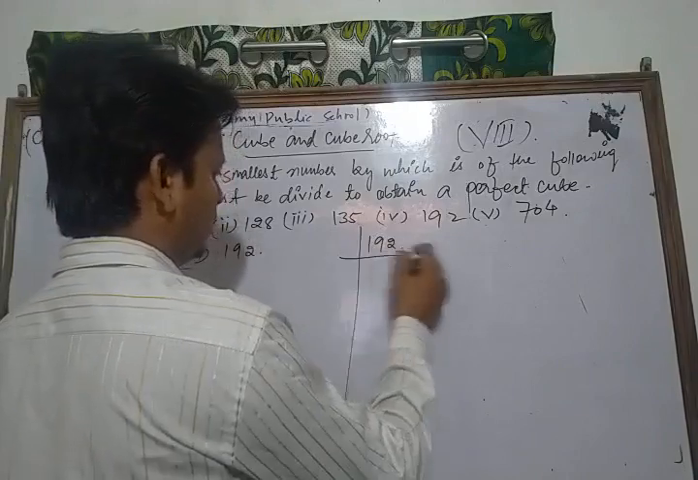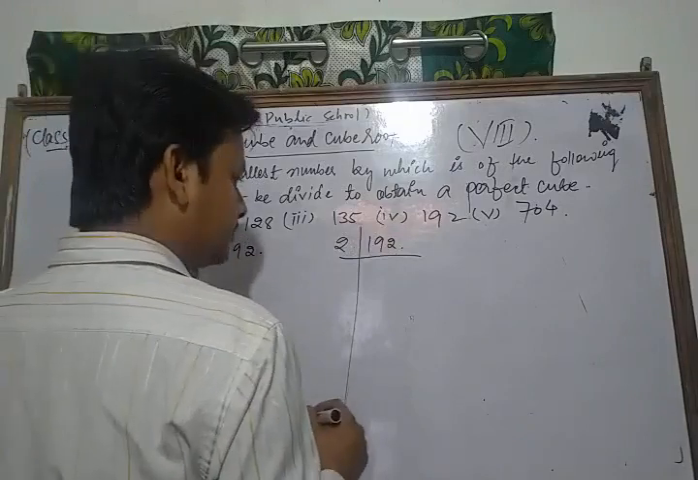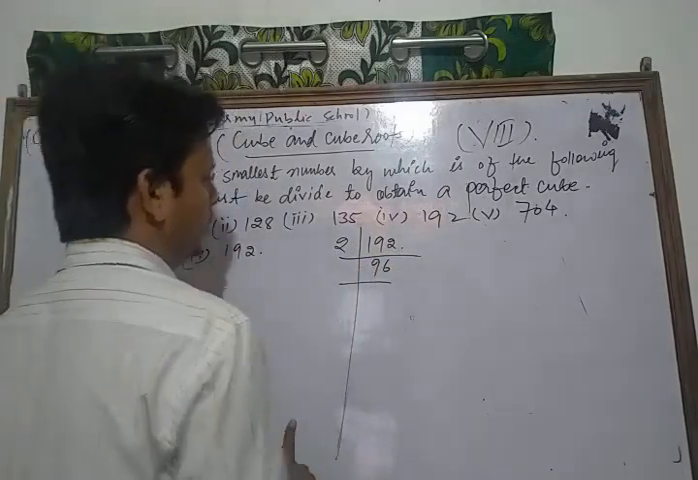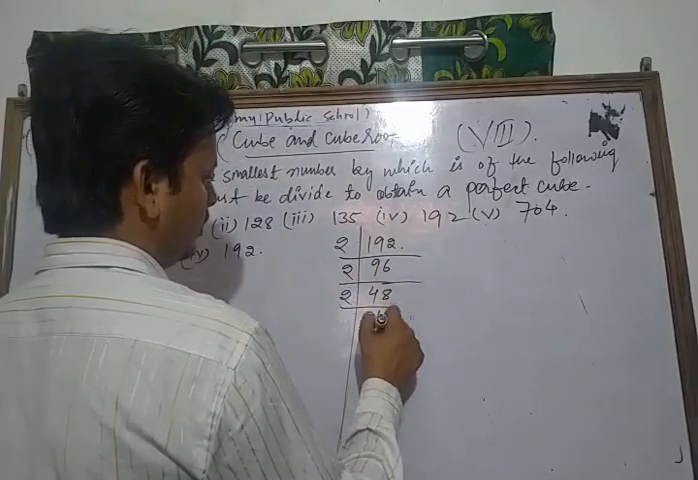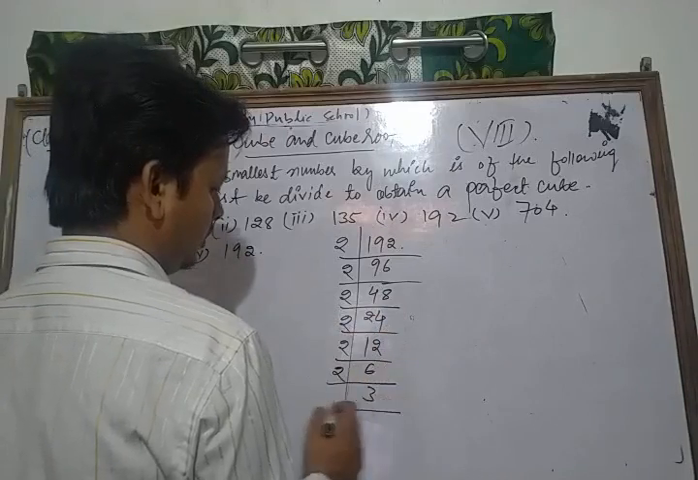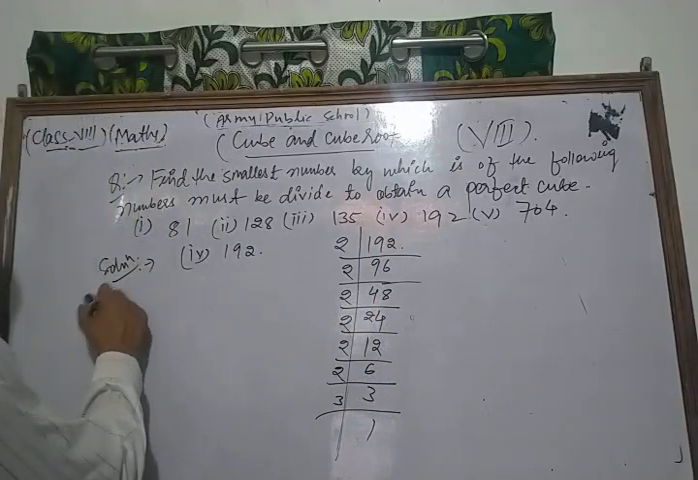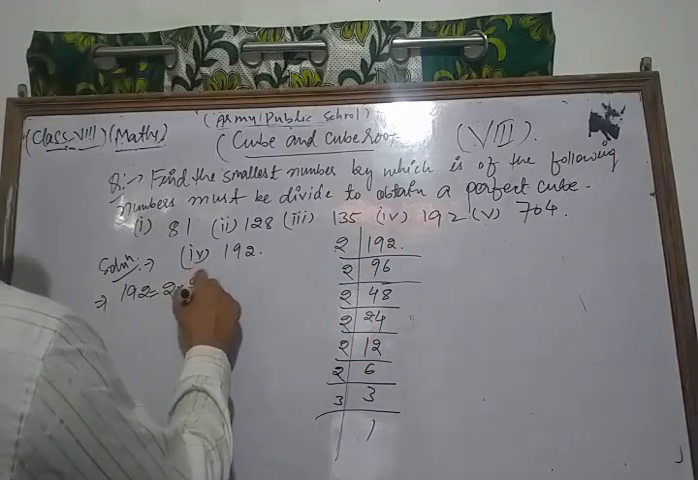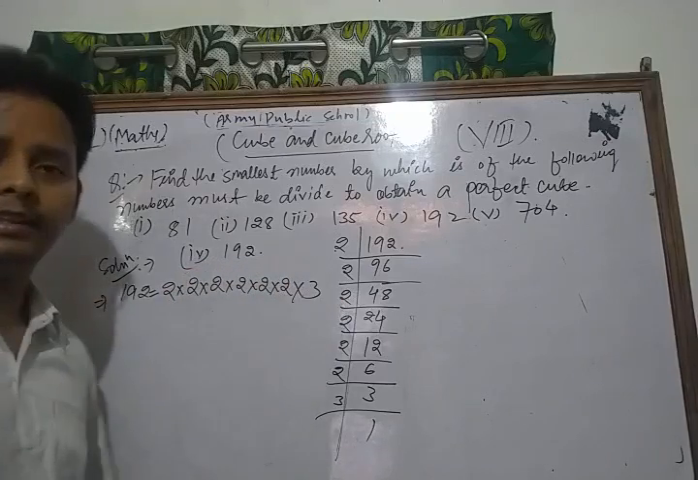Let's see. So by 2, we get what? Let's see, this is 96. Okay. Again by 2, again by 2, 6, 3. Okay. Now what I get, let's see, we can write 192 in the form of 2 to the power 6 into 3. So we can write it by doing their prime factorization.